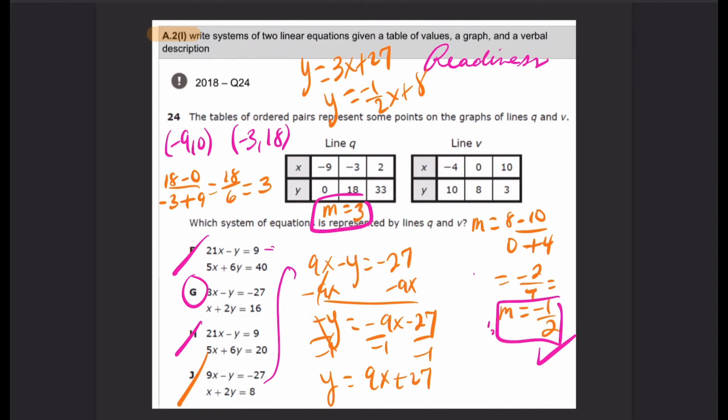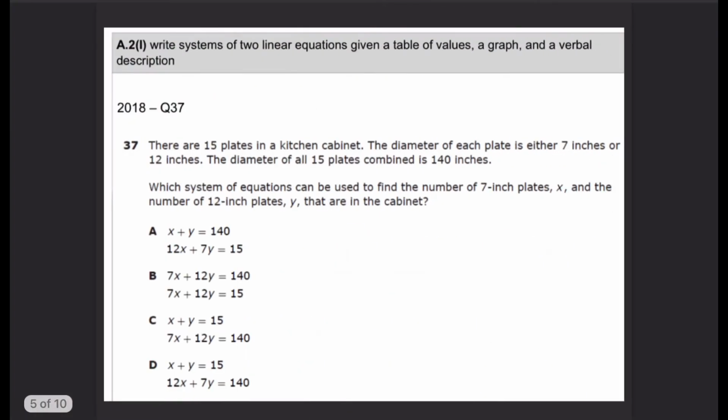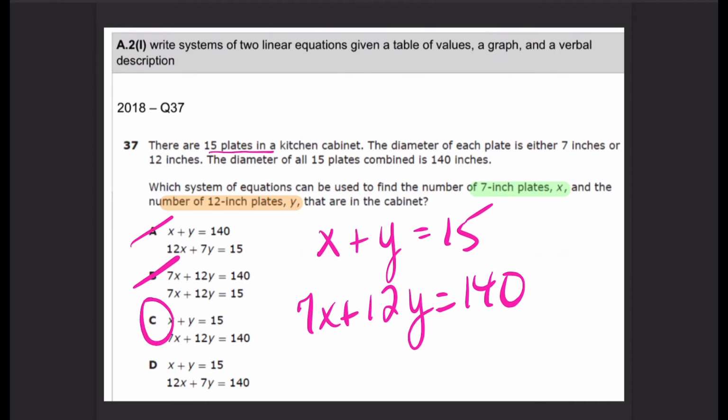If you want to take this one step further, I will graph this, look at the tables, and your table should match perfectly with every single point. Pause the video, try the following question, making our answer C.